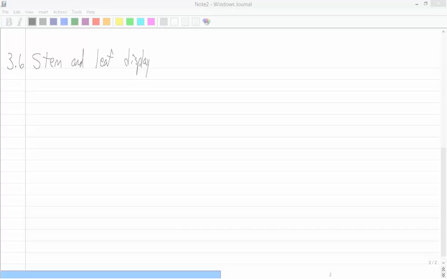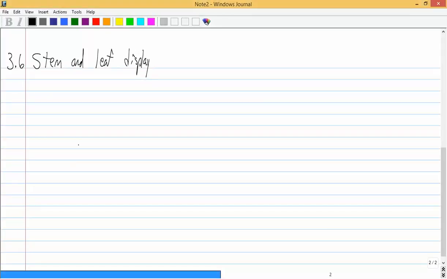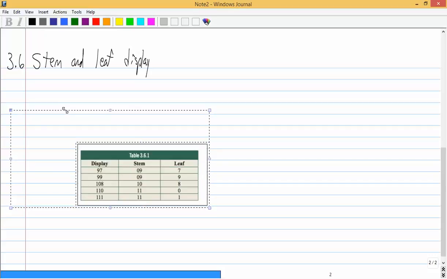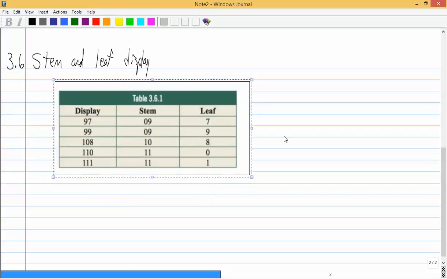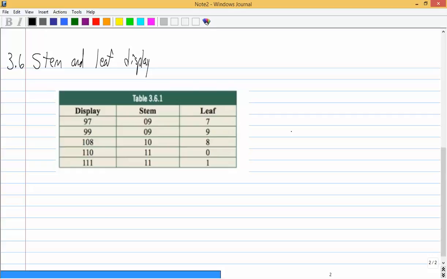Look at this set of data here. This is on page 87 of your ebook. So here's the set of data right here on the left. For this number, the stem is considered to be, they have 0, 9. I've seen it written just 9. This is the first time I've seen a 2-digit stem in this book, but it means the same thing. 99, they have 0, 9.